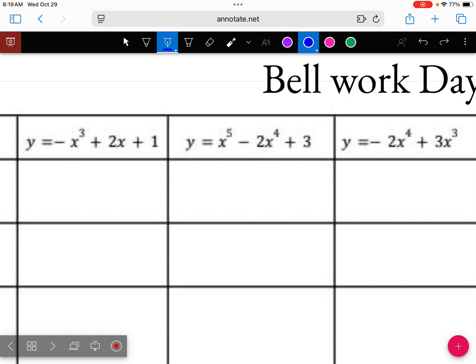Because honestly, this is very, very much like question number 1 on that first homework. A, B, C, and D are just like this. And honestly, half the back could be done like this too.